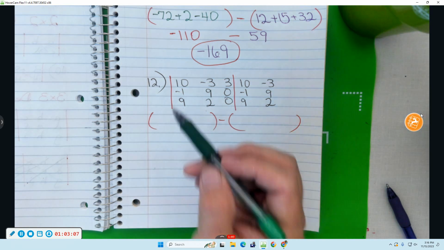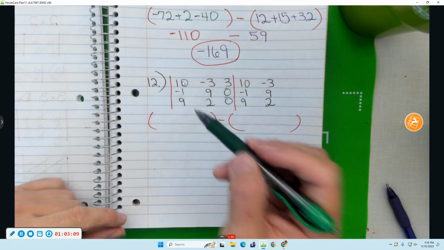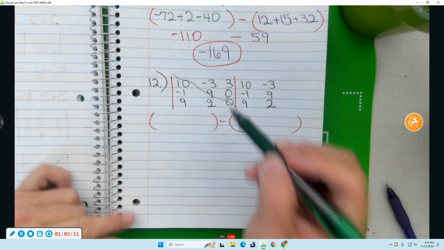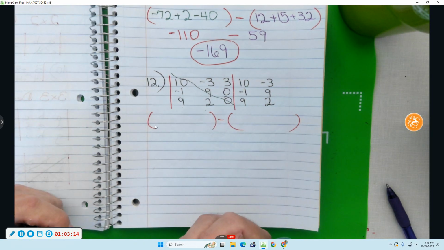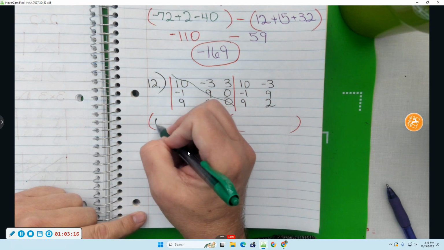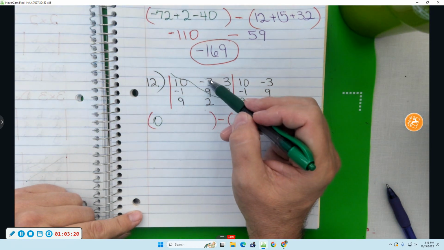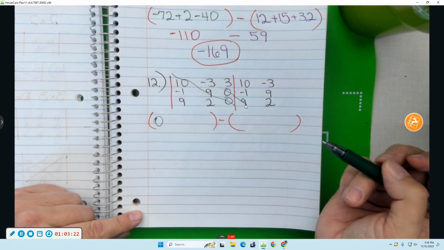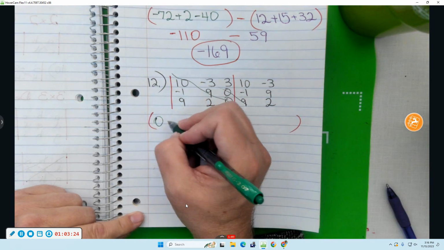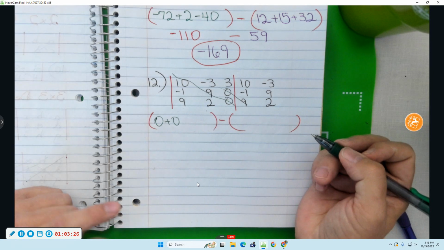We start up here, row 1, column 1, 10 times 9 times 0. 0, that's why Tony said he likes those zeros. Move over, negative 3 times 0 times 9. Another 0, so we have 0 plus 0.